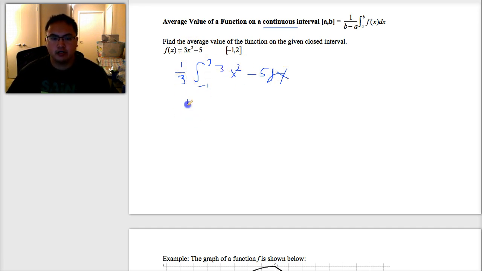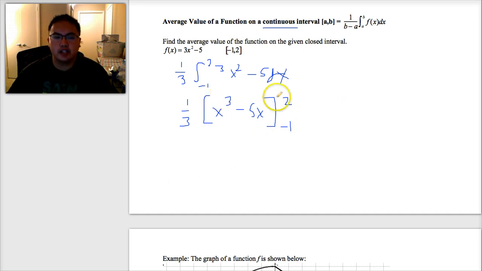So I'll take the antiderivative. This is something you should be familiar with or comfortable with. The antiderivative of 3x squared is x to the third: adding 1 to the exponent and dividing by 3 just gives 1, so 1x to the third. And the antiderivative of minus 5 is minus 5x. And then I have to evaluate from negative 1 to 2.